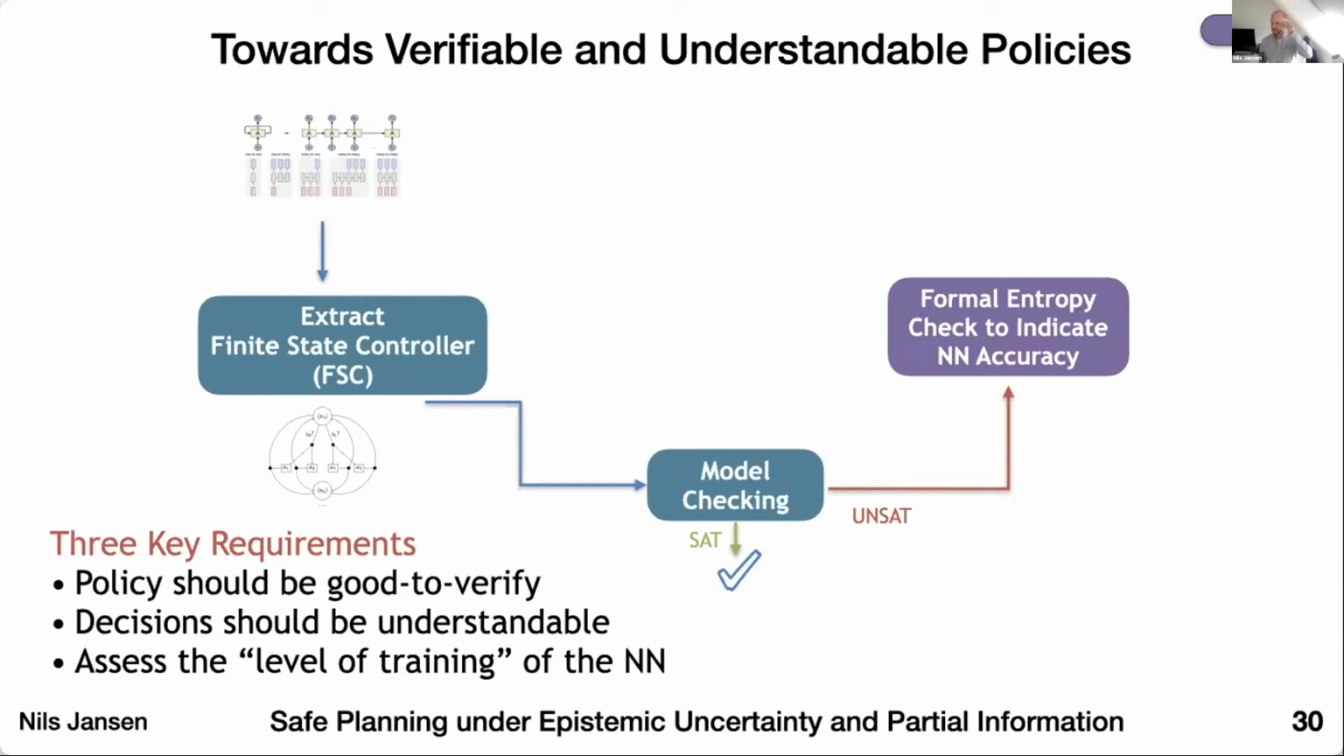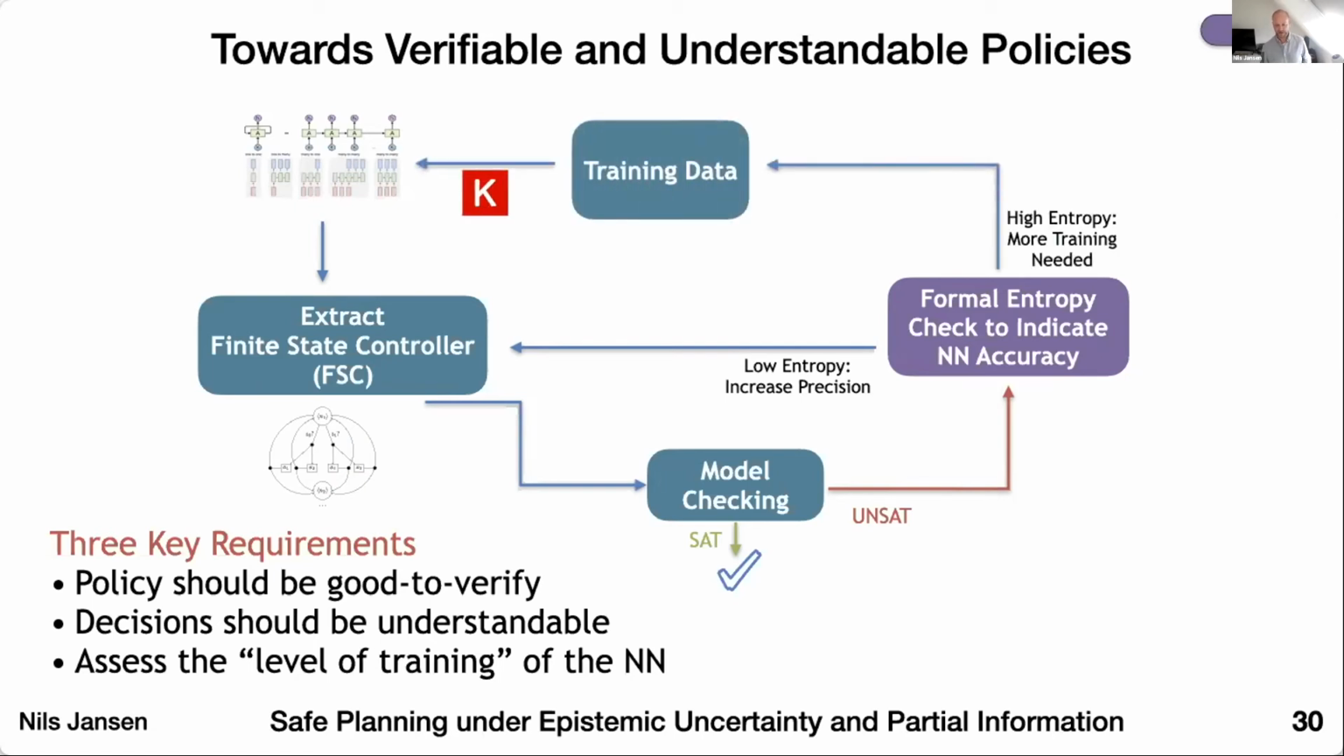Then we said, okay, there's this information theory measure called the entropy. And we use this to kind of indicate the neural network accuracy. So in our setting, with a very low entropy of the policy model we have right now, we think that we need to increase the precision of the extraction of the finite state controller here.